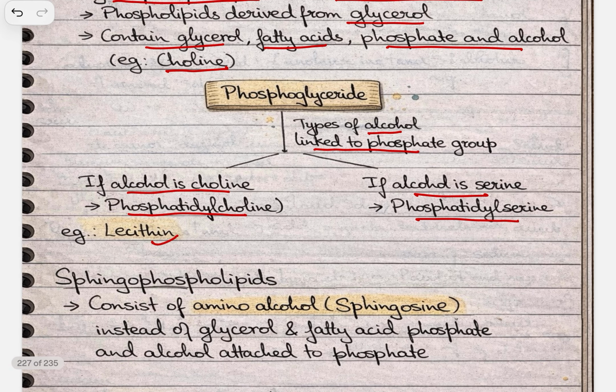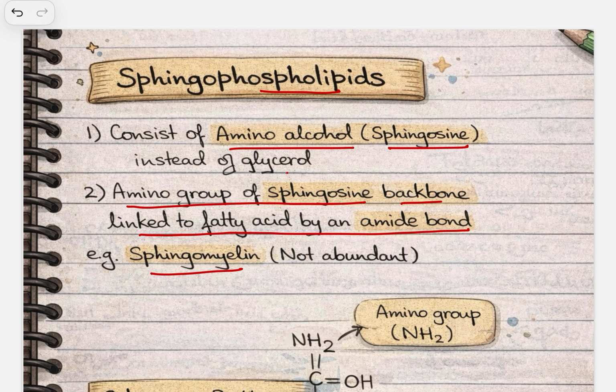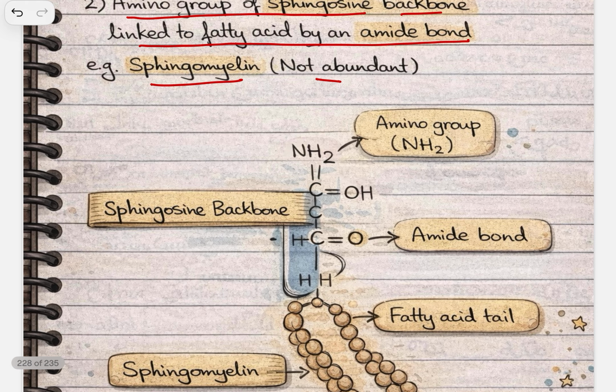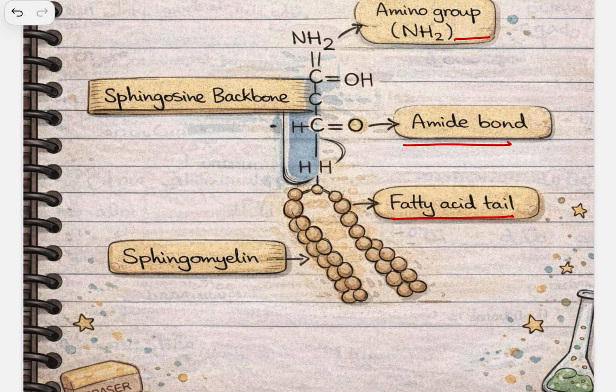Next is sphingolipid. Sphingolipids consist of the amino alcohol sphingosine instead of glycerol. The amino group of the sphingosine backbone is linked to the fatty acid by an amide bond, example sphingomyelin, and they are not abundant. So over here this is the amino group, the amide bond, which is linked to the fatty acid chain.